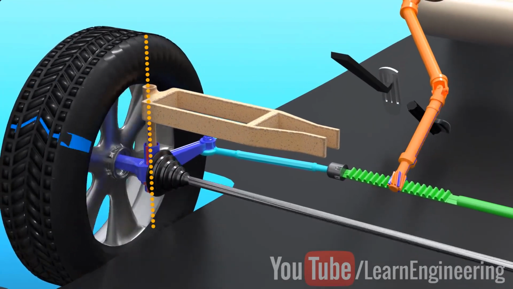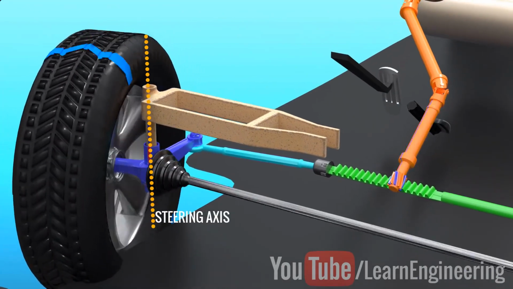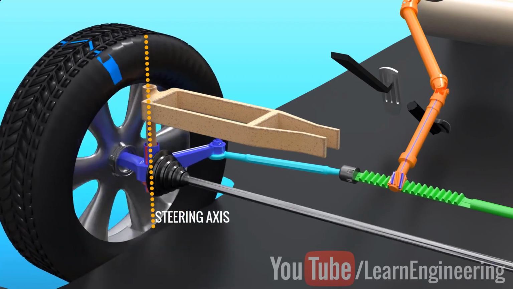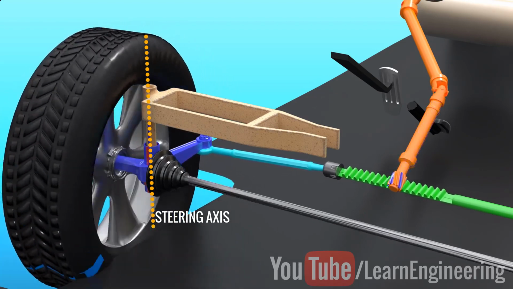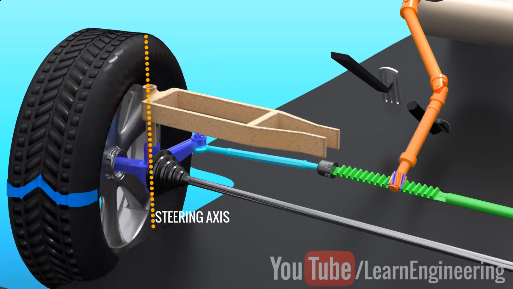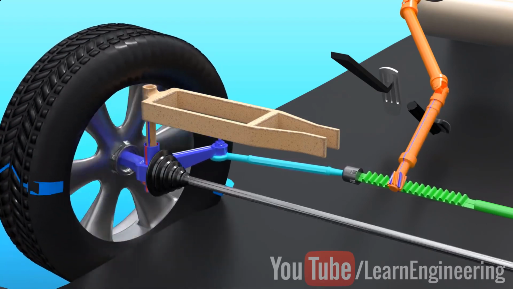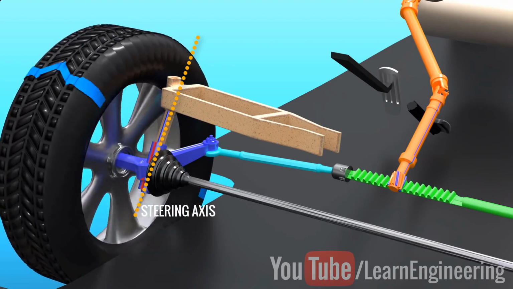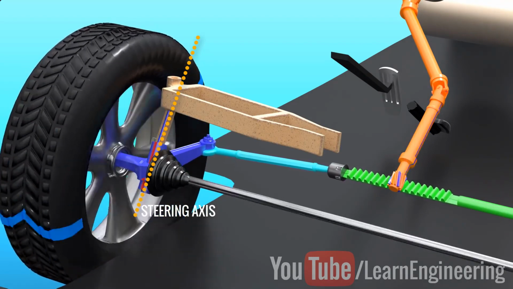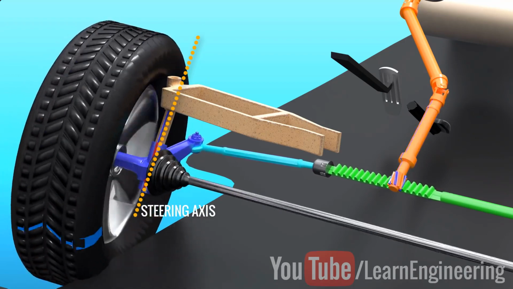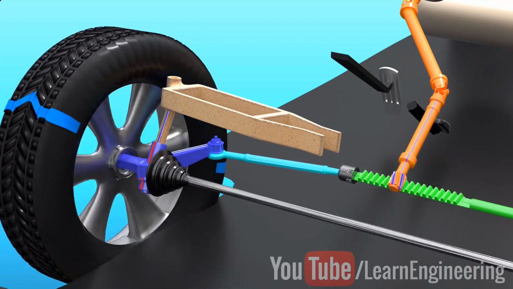This axis is called the steering axis. In the current demonstration, you can see that the steering axis is perfectly vertical. However, this is not normally the case in practice. In practice, the steering axis will be slightly inclined to the vertical, as shown. This angle is called the caster angle. You will get a clear picture of this angle when it is viewed from the side.